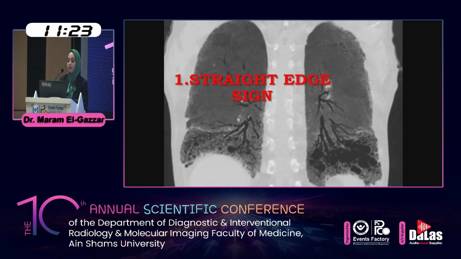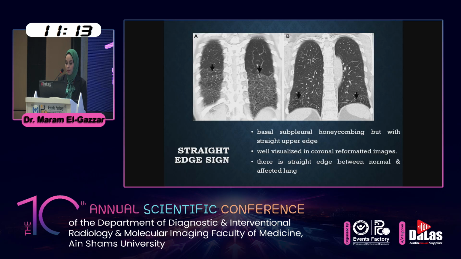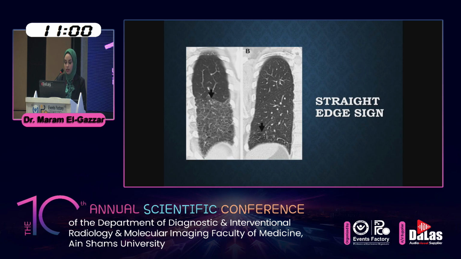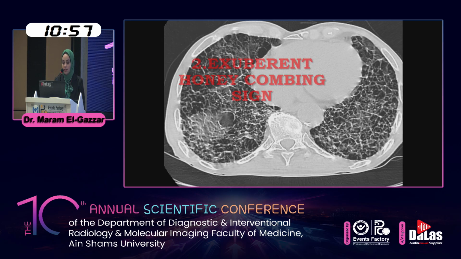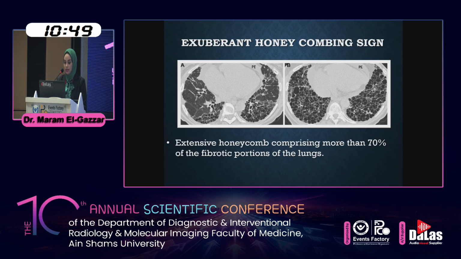Our first sign is the straight edge sign. It is best visualized on coronal formatted images. We see an imaginary edge between the normal lung and the affected lung. Another case that describes the meaning of the straight edge sign, on coronal formatted images, there is a straight edge between the normal lung and the affected lung. Another case of straight edge sign. The second sign is exuberant honeycombing, which means that more than 70% of the same axial cut has a pattern of UIP. It is highly associated with connective tissue disease.